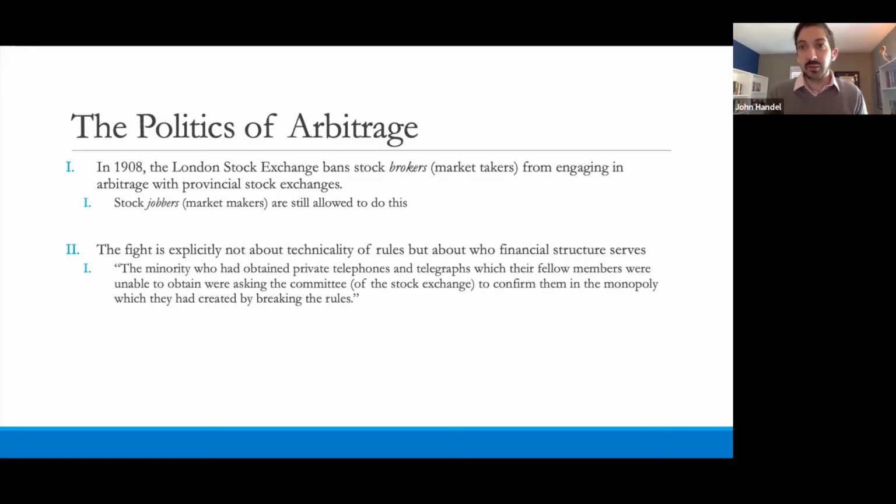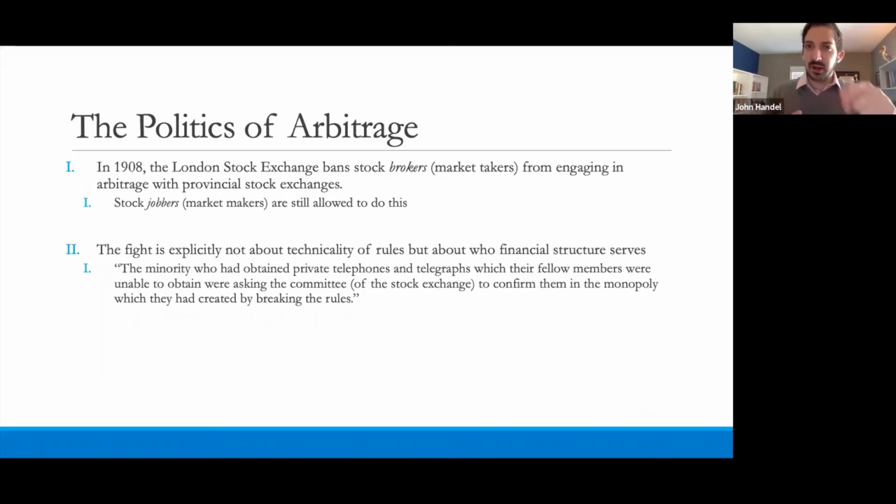So one of the firms advocating for this change to prevent stockbrokers from participating in arbitrage says, "The minority who have obtained private telephones and telegraphs, which their fellow members are unable to obtain, were asking the stock exchange to confer on them a monopoly which they created by breaking the rules." So basically what had happened is that large firms had obtained huge monopolies in terms of the labor power. They had better clerks, better messenger boys. They had better access to private telegraphs and telephones, and they were able to utilize this to push out smaller firms in the stock exchange and essentially break the rules.